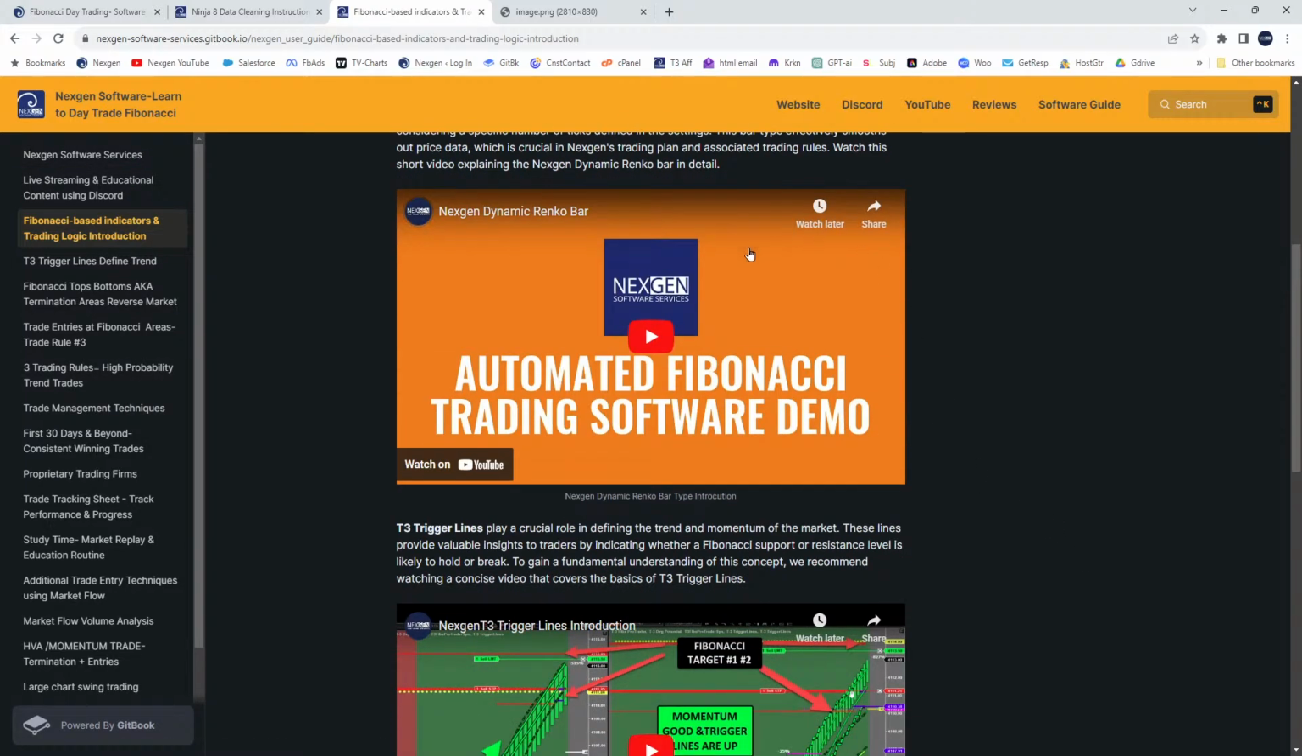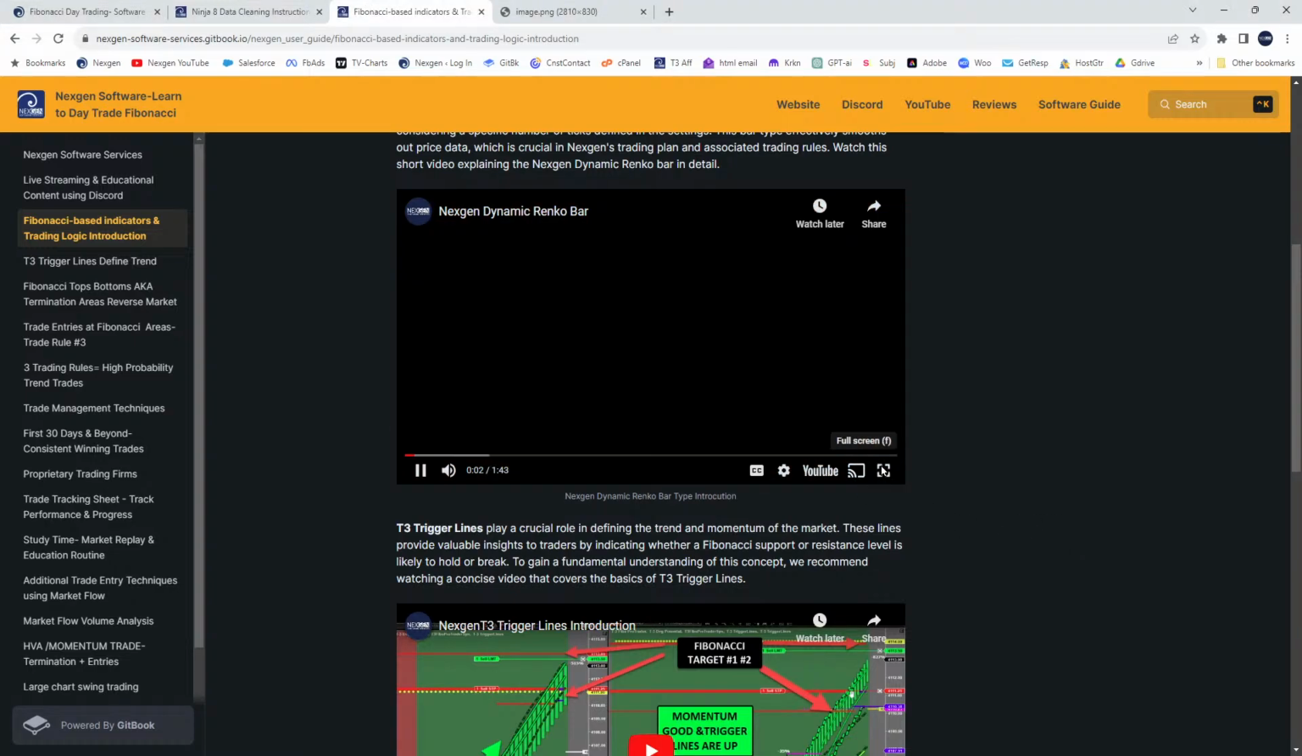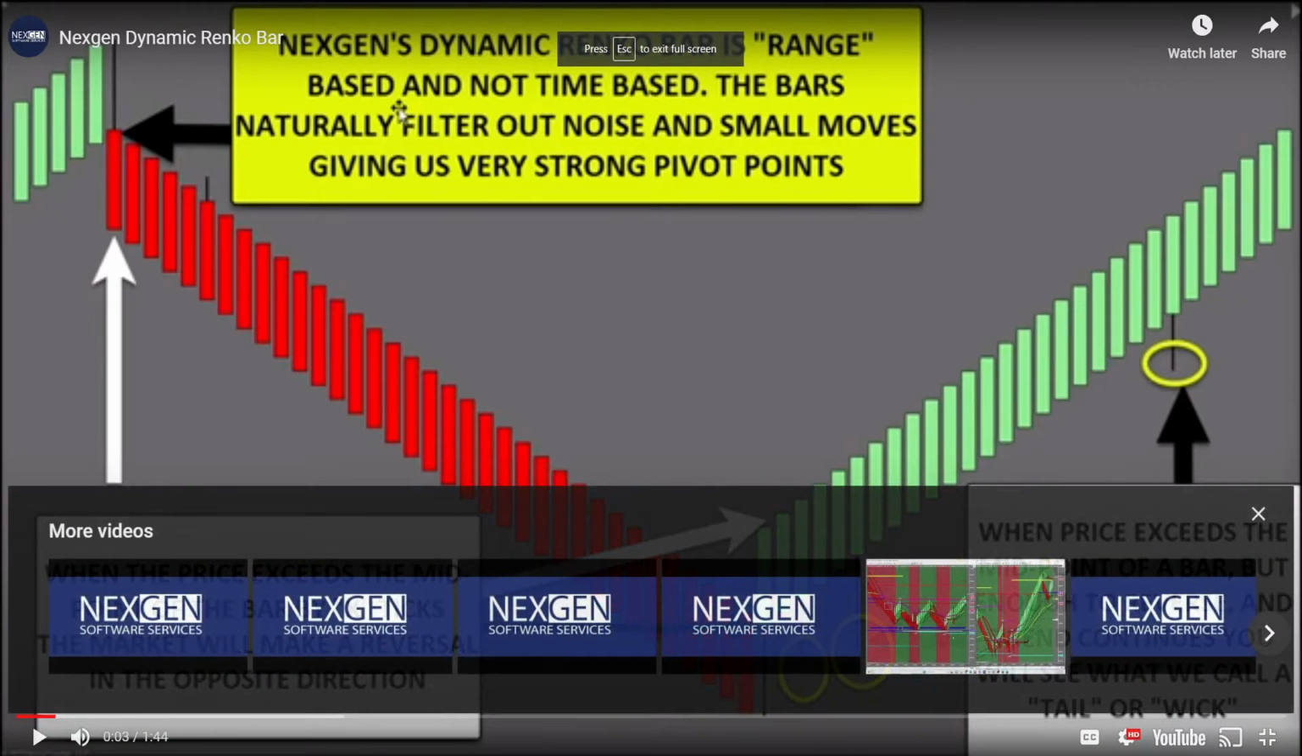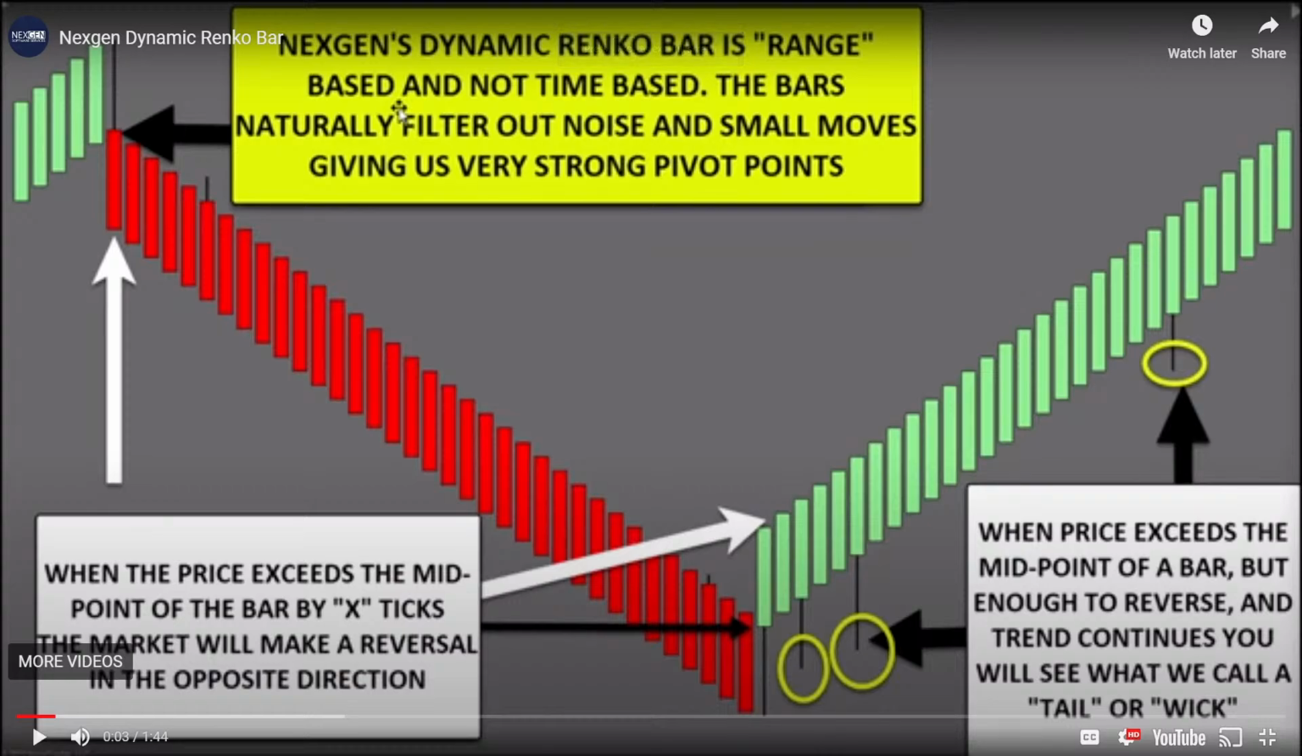The very first video in the education right here, Rakesh, is the dynamic Renko bar. And the dynamic Renko bar, and I'll regurgitate a little bit of the video real quick, is a range-based bar.